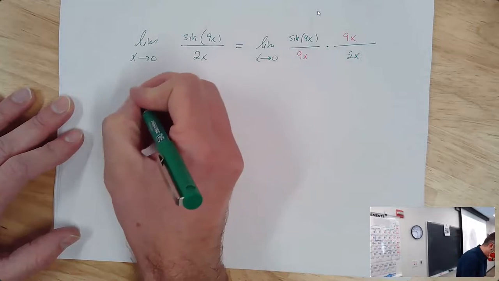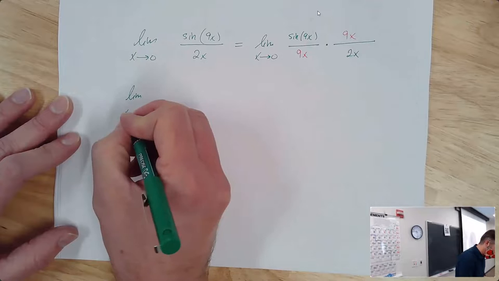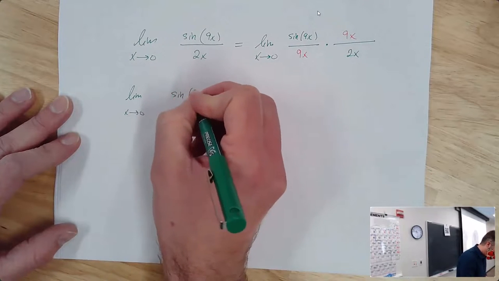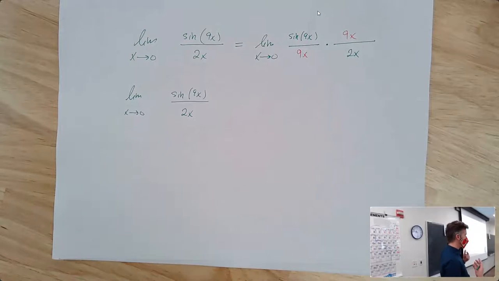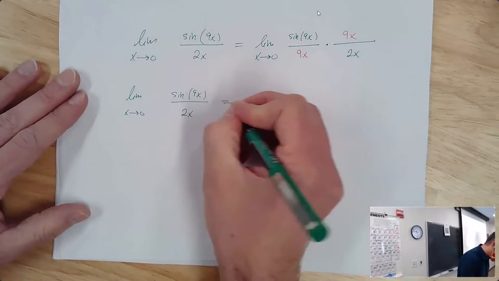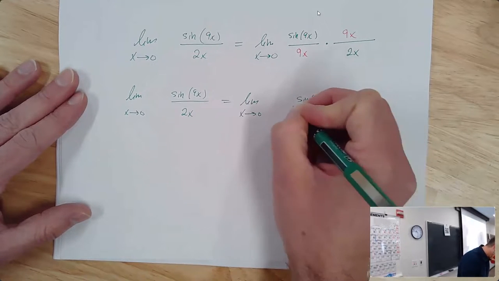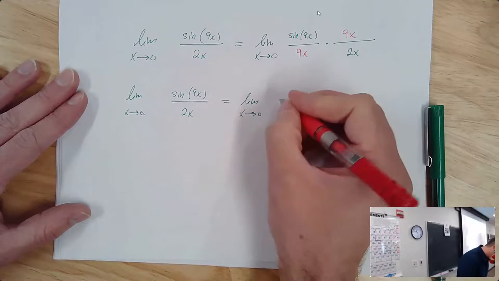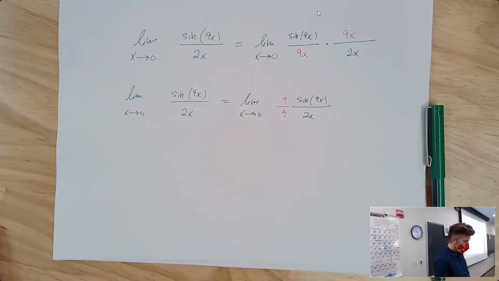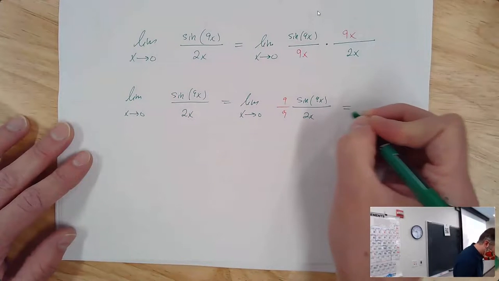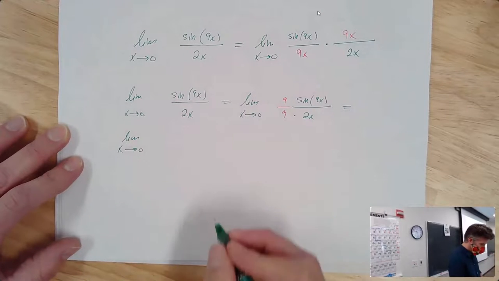But another equally valid way to approach this would be to say, well, you really don't actually need the x there. I just like it because it makes it look nice. But if you really wanted, you can say, well, look, James, I know I need to multiply by a 9 over a 9. So that's what I'm going to do. I'm going to multiply by 9 over 9.